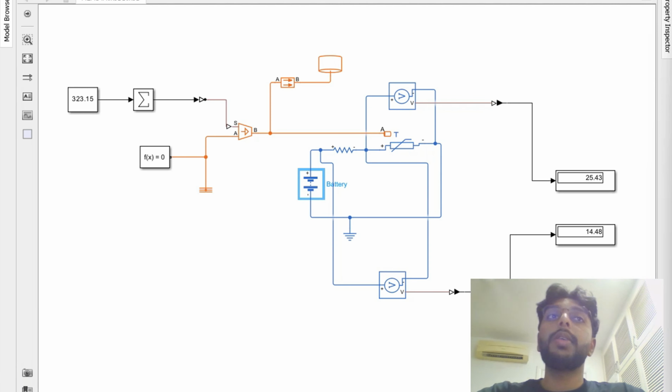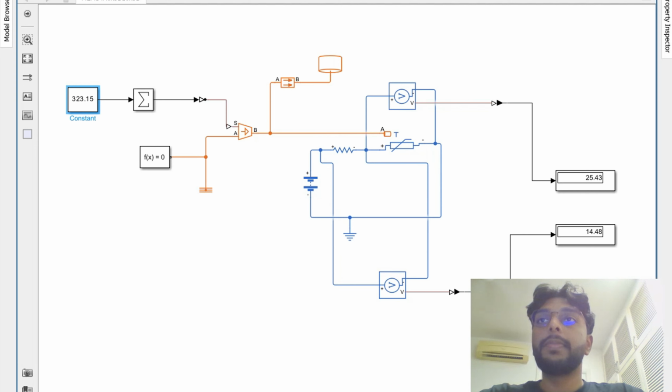Hello everyone, in this video I'll be explaining the circuits we have used for our assignment. This circuit demonstrates the thermal sensor for MEMS application. I'll walk you through the components used and how they work together to achieve the system's purpose. So we start off with the constant block, which provides an input temperature, for example 323.15 Kelvin, which is about 58 degrees Celsius. This represents the external heat source in the system.